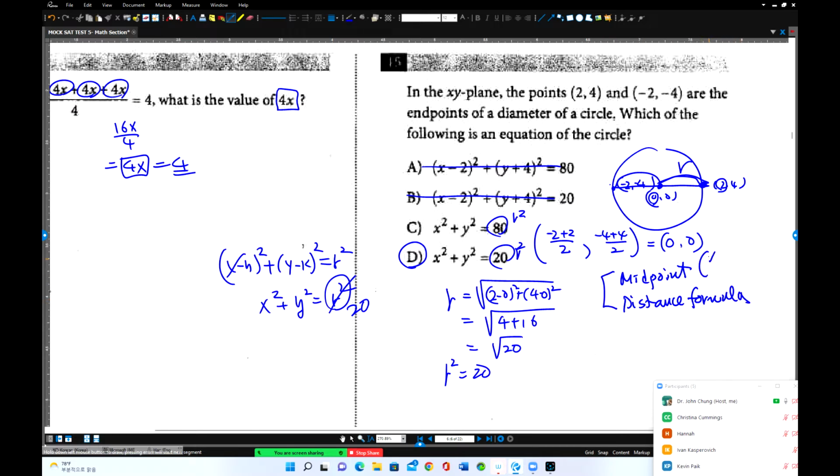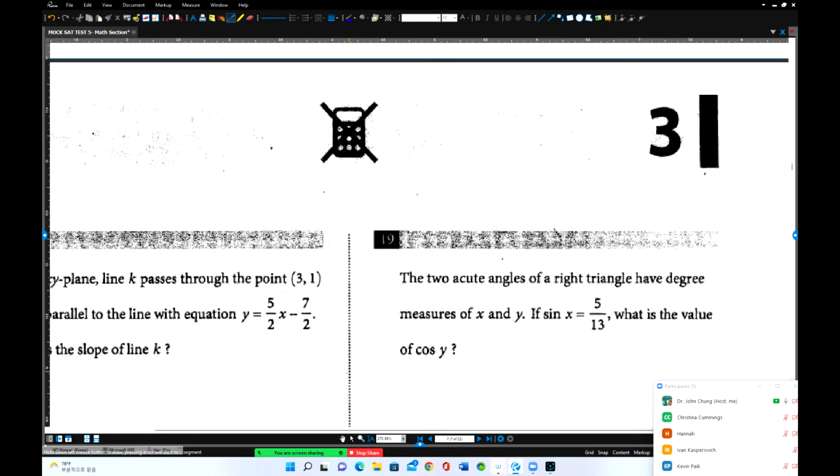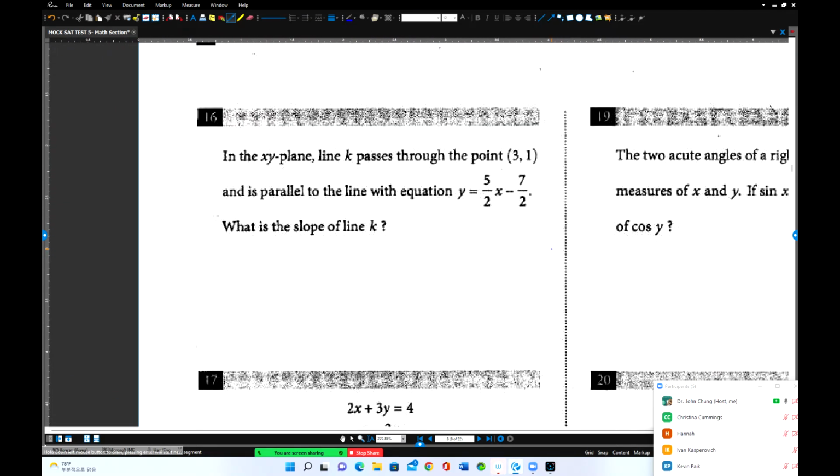Okay? Midpoint is (x1 plus x2) over 2, (y1 plus y2) over 2. Using this formula, what is the distance formula? Square root of (x2 minus x1) squared plus (y2 minus y1) squared, okay? Use the formula. That is number 15. The next number is 16. Yeah, this is 16.